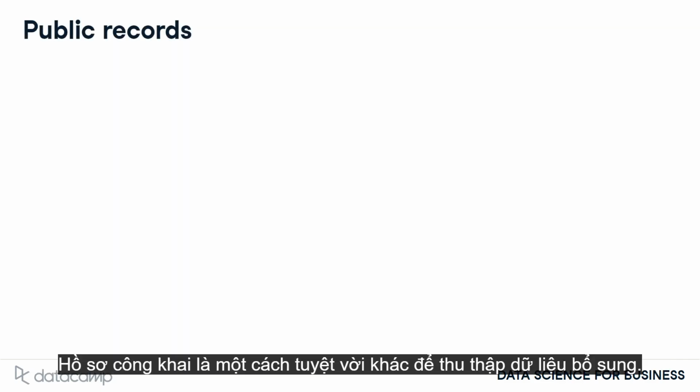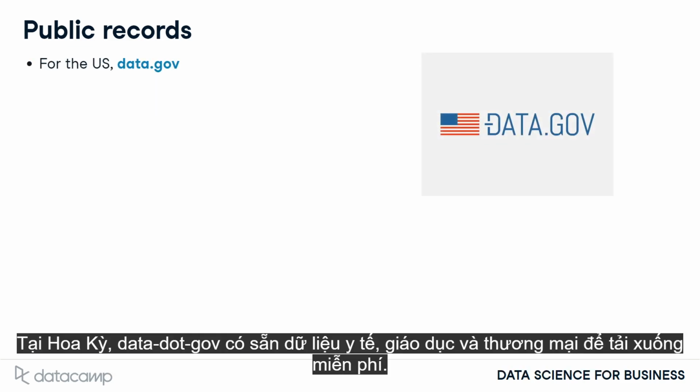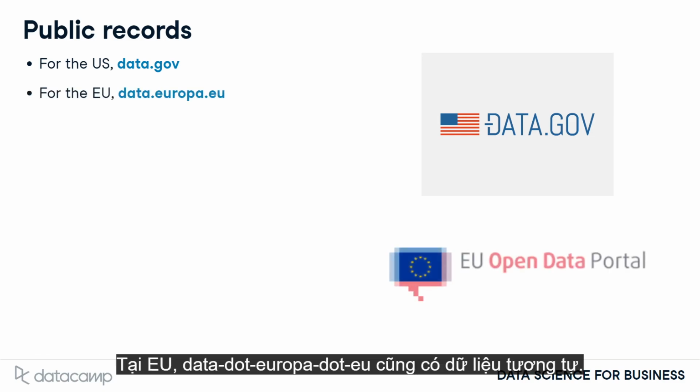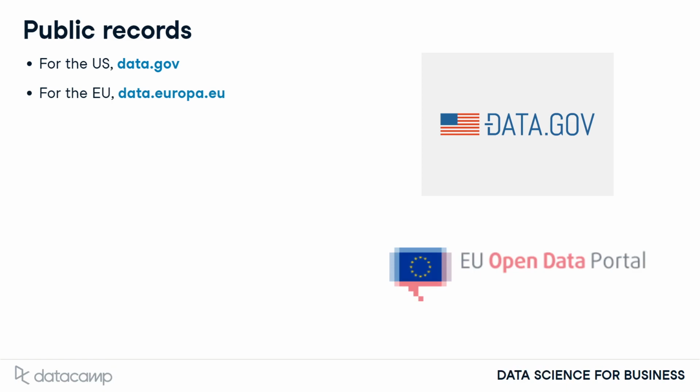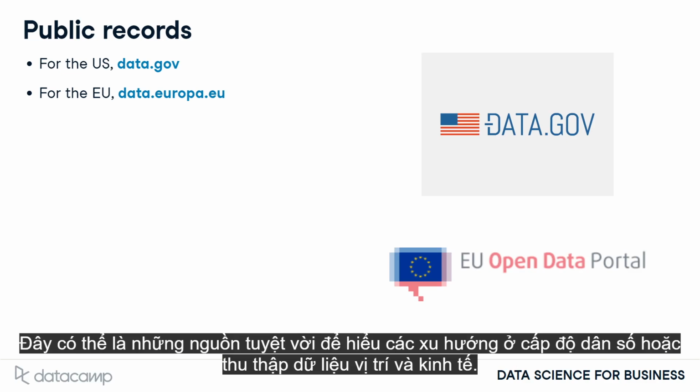Public records are another great way of gathering additional data. In the US, data.gov has health, education, and commerce data available for free download. In the EU, data.europa.eu has similar data. These can be great sources for understanding population-level trends or gathering location and economic data.